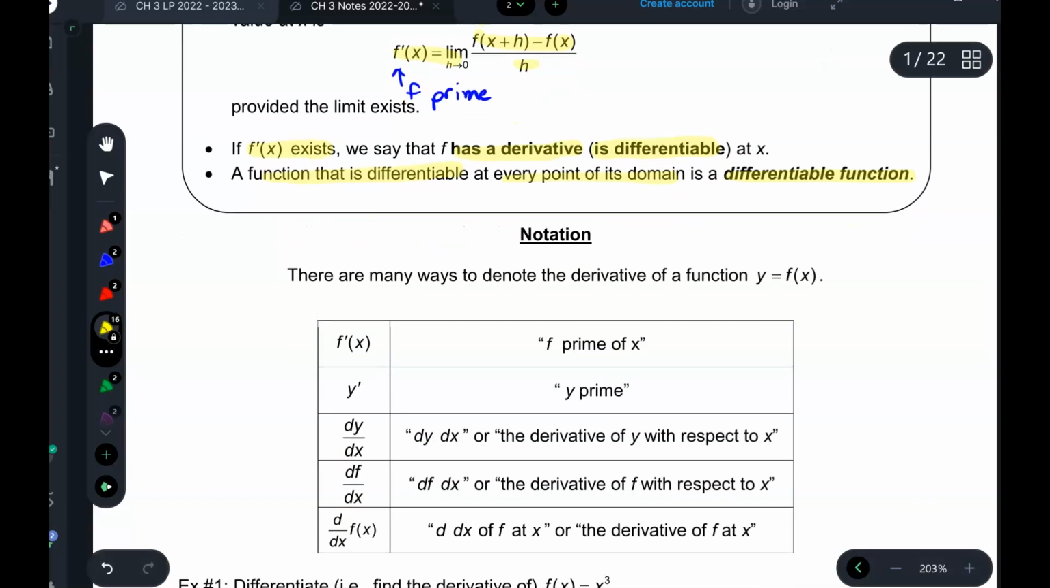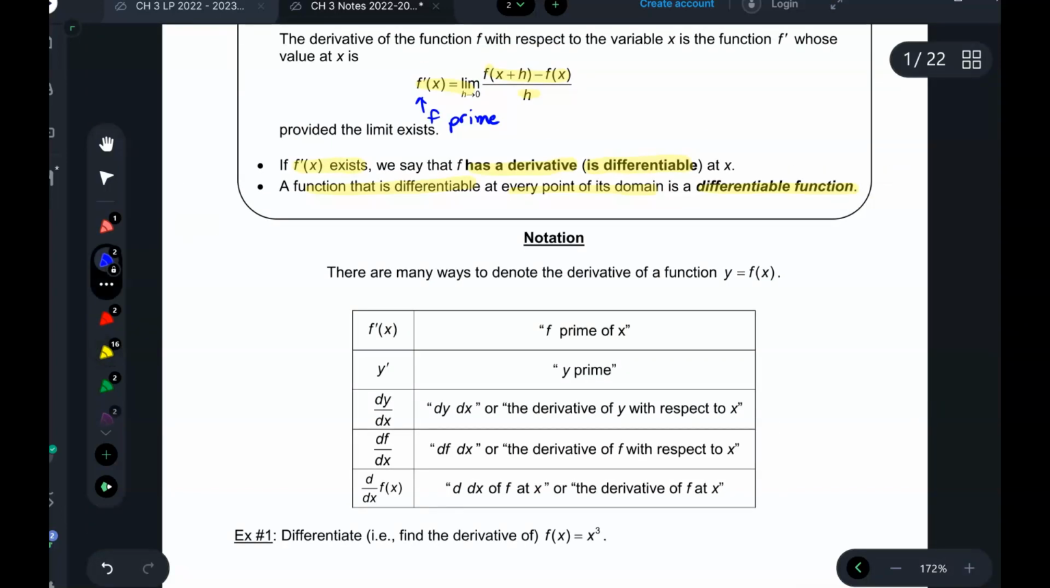Okay, so for example, an example of a differentiable function would be f of x equals x squared. That's just a plain old parabola, okay? I can find the slope at every single point. A non-example would be f of x equals the absolute value of x.